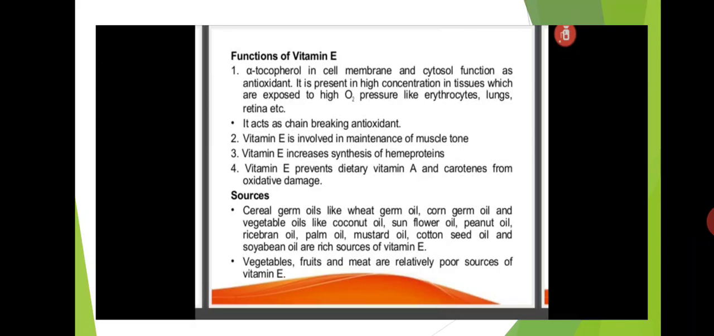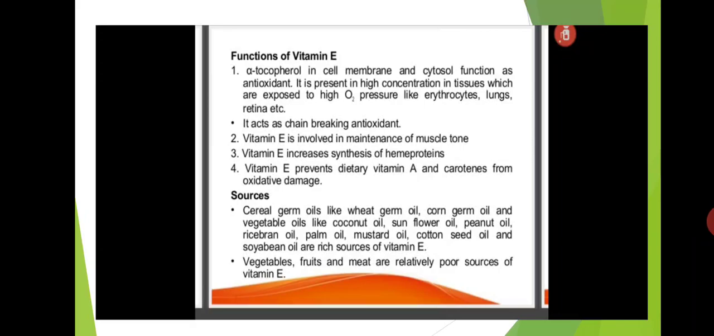Vitamin E is involved in maintenance of muscle tone. Vitamin E increases the synthesis of heme proteins. And vitamin E prevents dietary vitamin A and carotenes from oxidative damage.